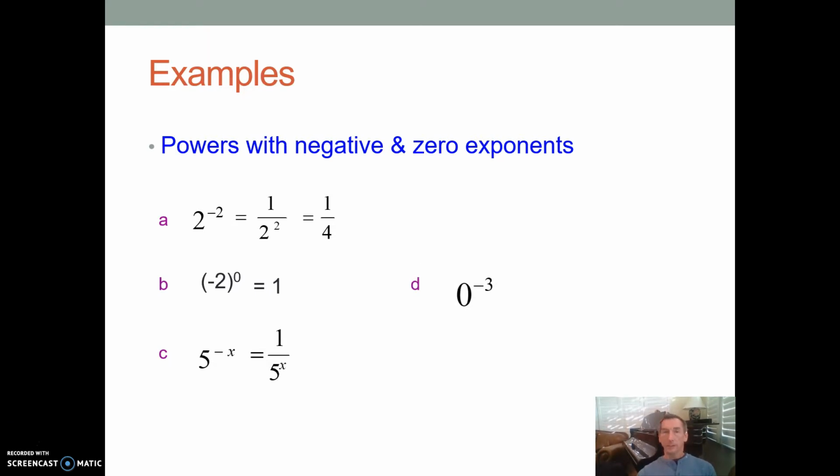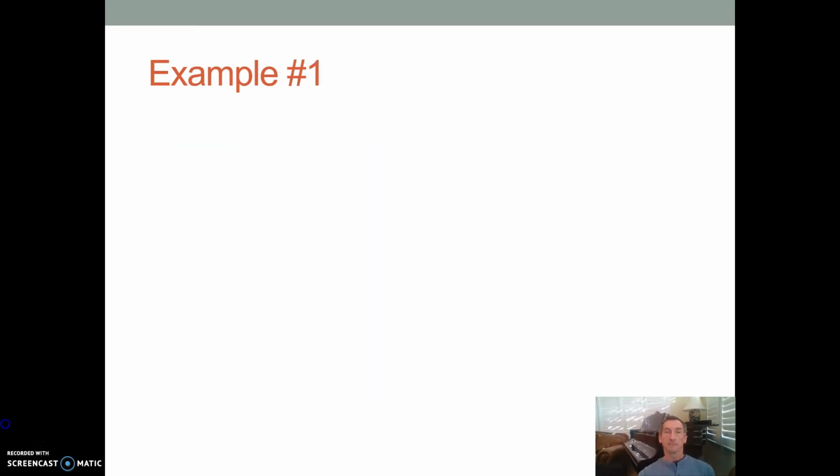Okay, 0 to the negative 3. We have an exception here. 0 to any power is always 0. First off, you can't put 0 in the denominator. It doesn't work. You can't divide by 0 because you're not Chuck Norris. He's the only one that can do that. So there is no reciprocal of that, but it is equal to 0 nonetheless.